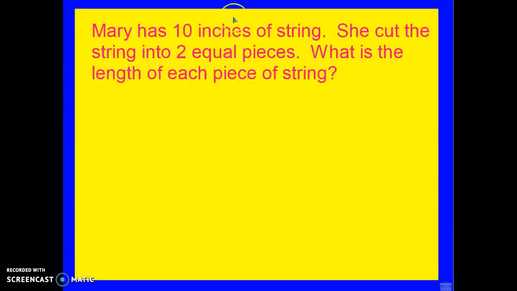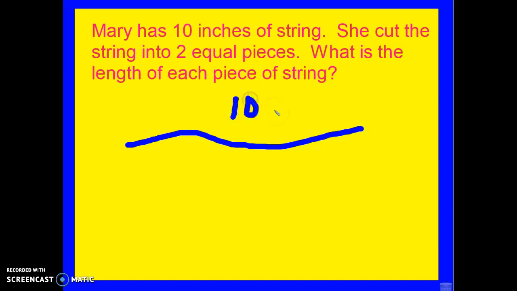Okay, the first problem for today says Mary has 10 inches of string. She cut the string into 2 equal pieces. What is the length of each piece of string? Okay, so if you kind of think about it and draw it out as you go, you have your 10 inches here, from here to here, and you're going to cut it into 2 pieces. And then you need to figure out how long each piece is.